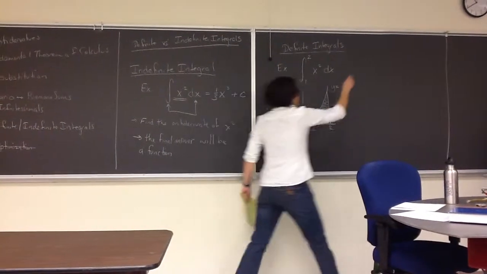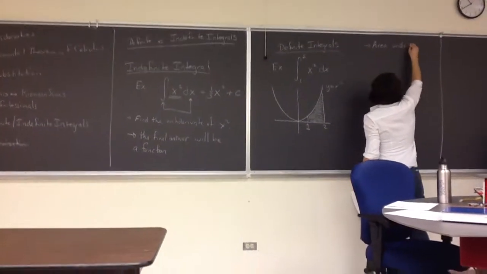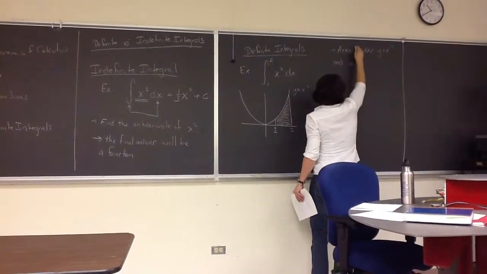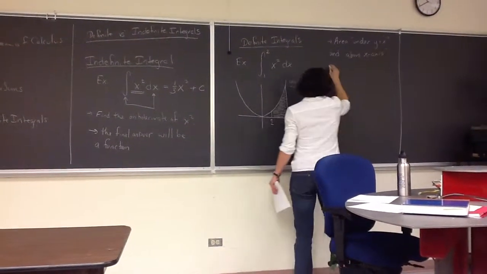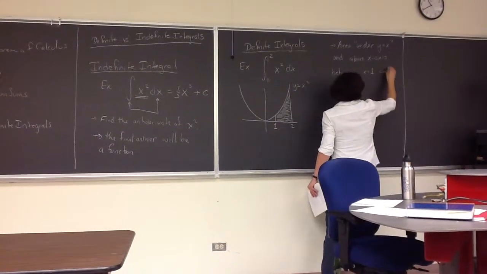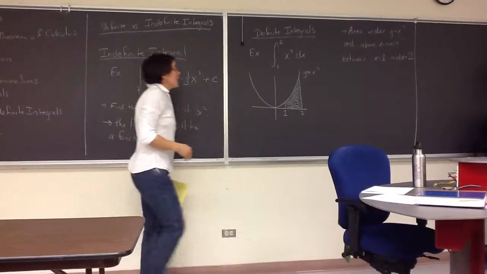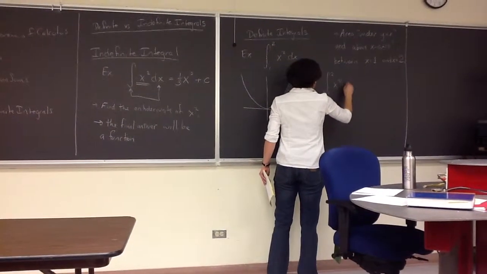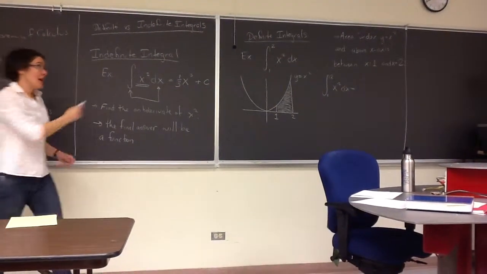So this integral represents the area under y equals x squared and above the x-axis between x equal to 1 and x equal to 2. And so when I'm looking at this, if I want to evaluate this integral, the integral from 1 to 2 of x squared dx, then the fundamental theorem of calculus, part 2, tells us how do I evaluate this integral?